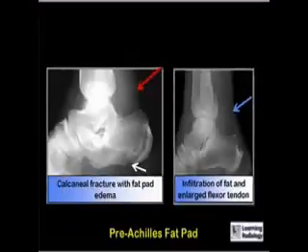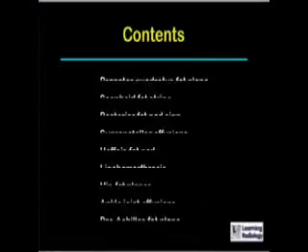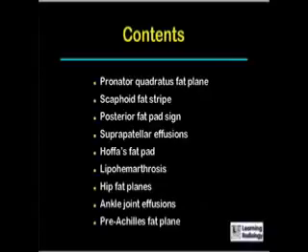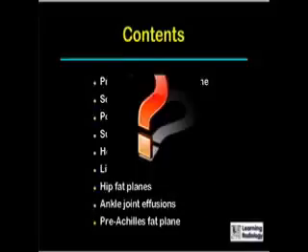Here's another patient who has a fracture of the distal tibia and fibula, who has infiltration of the pre-Achilles fat pad. So we have talked about the pronator quadratus fat plane, the scaphoid fat stripe, the posterior fat pad sign, suprapatellar effusions and Hoffa's fat pad, lipohemarthroses, the fat planes around the hip, ankle joint effusions, and the pre-Achilles fat plane. Here is your mini quiz.